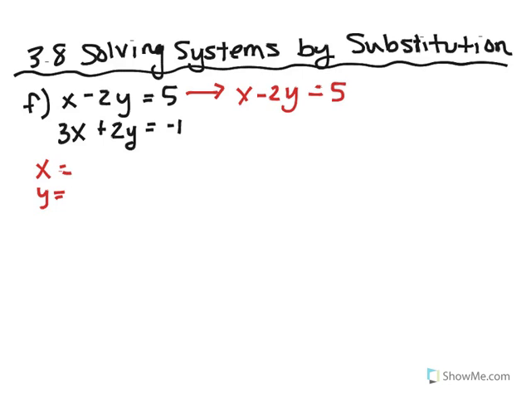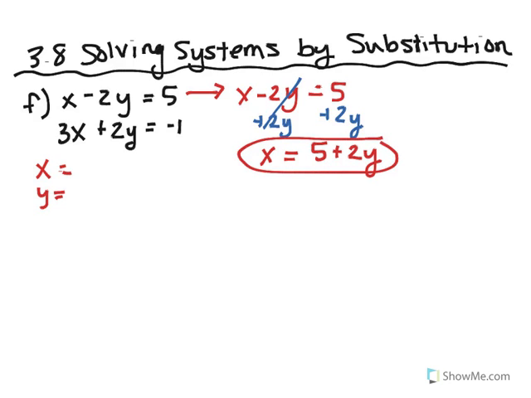Okay? So notice here I'm going to add 2y to both sides. That cancels it from this side, and I'm left with just x. And I get that x equals 5 plus 2y. Now that I have x equals 5 plus 2y, I can use this new equation and the second equation that I had originally and solve the substitution using that.